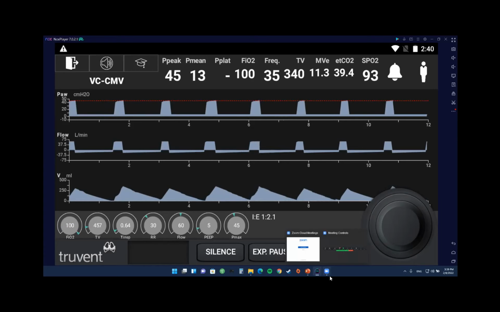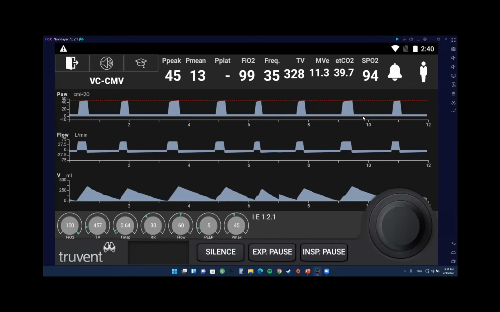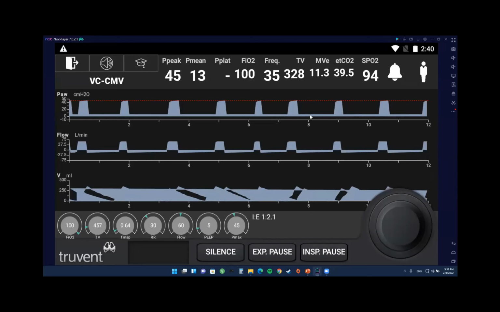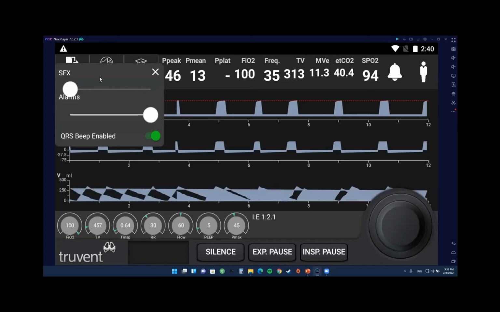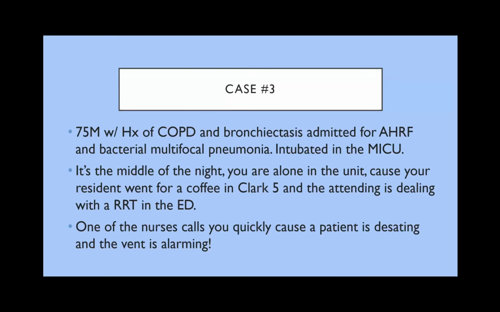Now the patient is saturating better, the peak pressures are still high, but now your resident and your attending are here. They grab the Ambu bag, they start to bag the patient, and they realize that when they're bagging the patient, there's a lot of resistance on the endotracheal tube. And as you guys were suspecting, the patient had an endotracheal tube obstruction. So once the attending gets there, they decide to extubate the patient and exchange the tube.